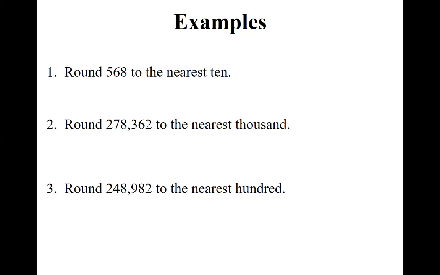In 1, we want to round 568 to the nearest 10. So first we find the 10's place value, and we look 1 to the right. The 10's place value is this digit 6. 1 to the right has an 8. Is an 8 5 or greater? Yes. So since it was 5 or greater, we take our 6 and bump it up to 7. Everything to the right becomes a 0. 570. In other words, 68 is closer to 70 than it is to 60.